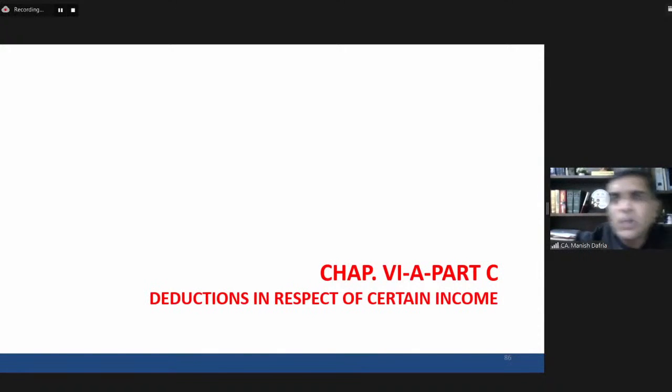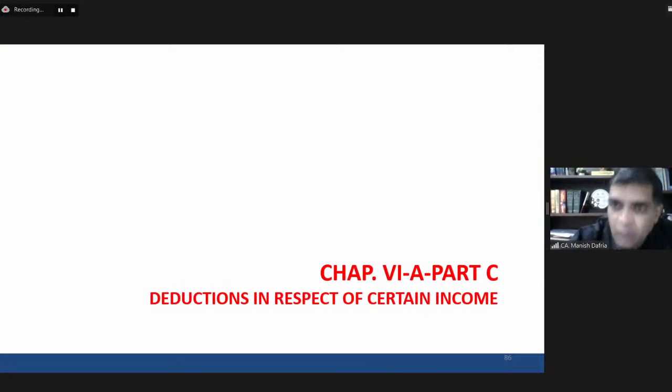So now we come to the second set of deductions which one can claim from the gross total income, that is deductions in respect of certain income. Chapter 6A, Part C of the Income Tax Act. Keep in mind this Part C. This Part C is a term we are going to use in a number of places. Part C basically refers to all the deductions which are related to certain income.